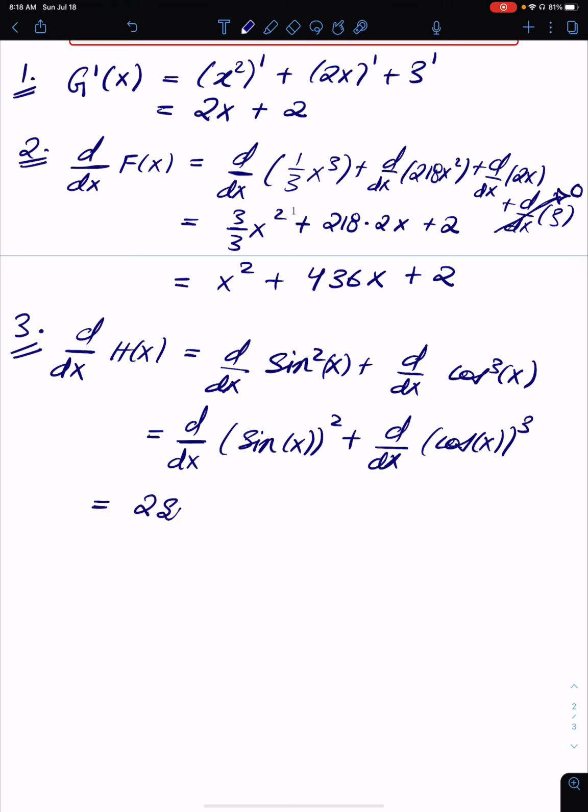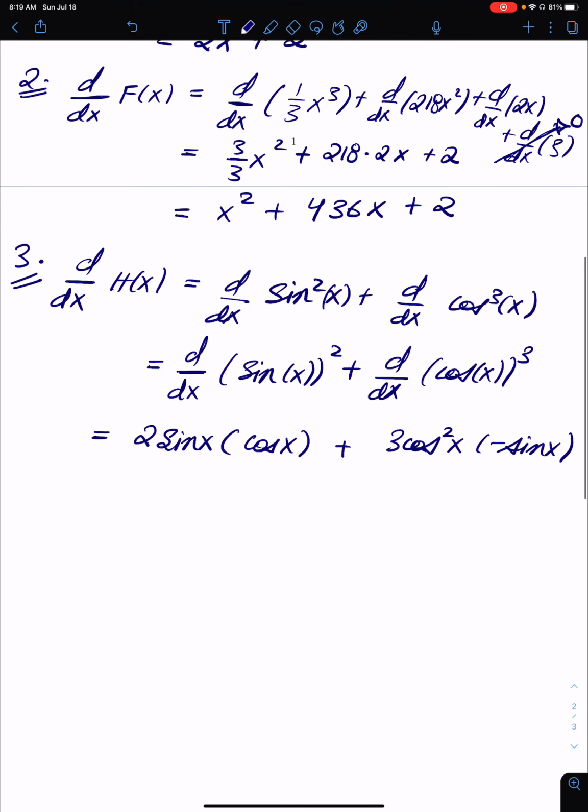And so we know this is 2 sine x, differentiate the inside. This is using the chain rule. Cos plus 3 cos squared x, derivative of cosine is minus sine. And so this is 2 sine x cos x. If you want to simplify it, that's the most you can do.